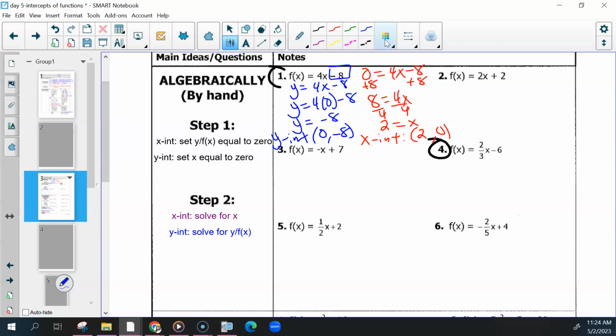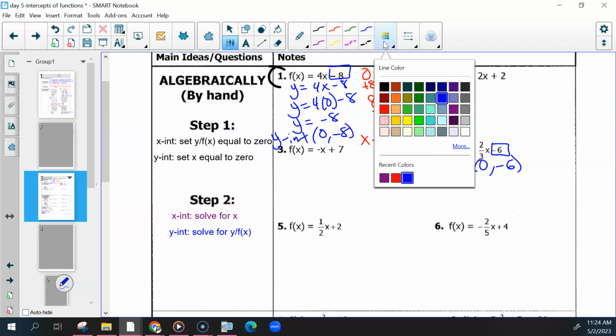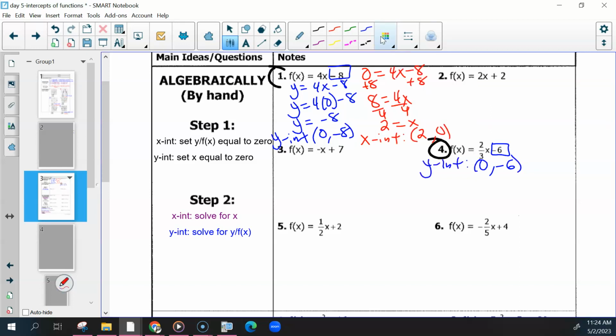Number 4, without doing this work, look at that last number. This would be your y-intercept. How would I write it as an ordered pair? -6. So you don't have to do the work if you know what your y-intercept is, but by all means, you can always do the work. For the x-intercept, you can either rewrite this so it's y equals, or just put in your 0.